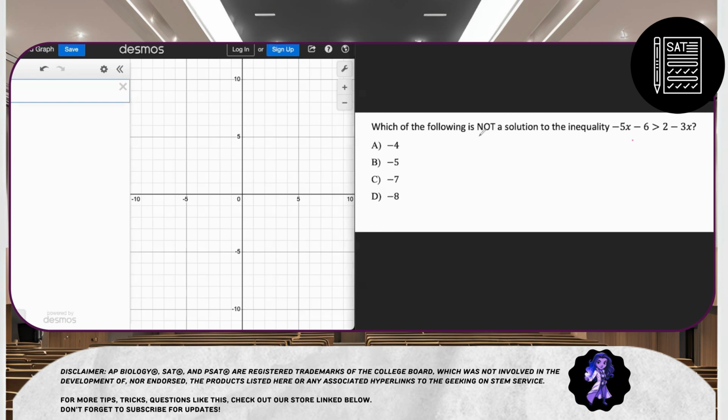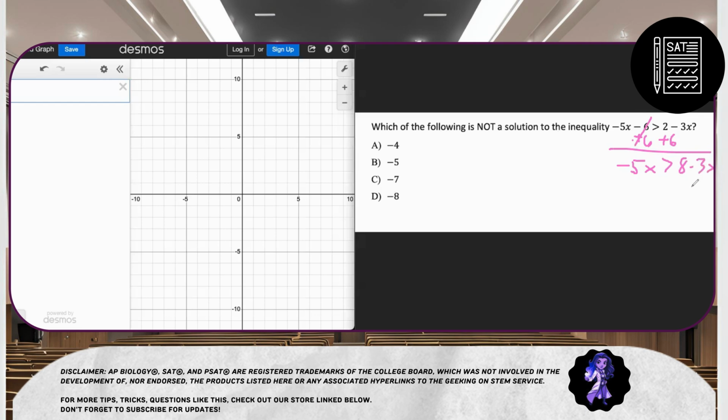So it says which of the following is not a solution to the inequality, and the inequality is given here. So the first thing that we want to do is combine like terms. So for example, I'm going to bring over the 6 over to the other side, and I get negative 5x. The 6's are now gone, greater than 8 minus 3x.